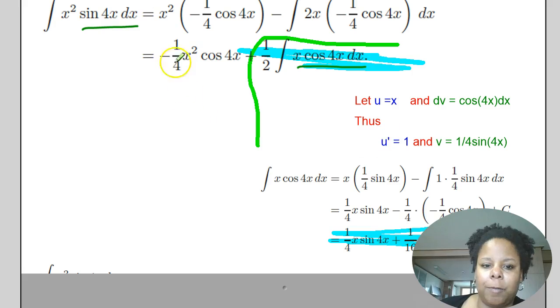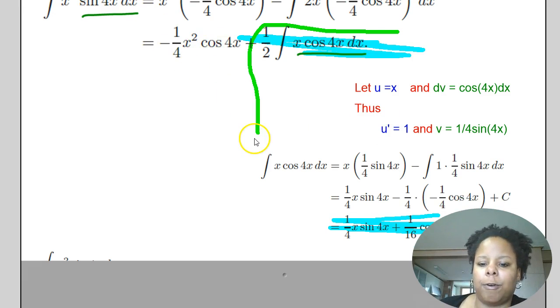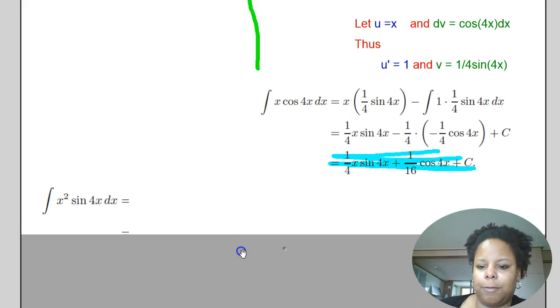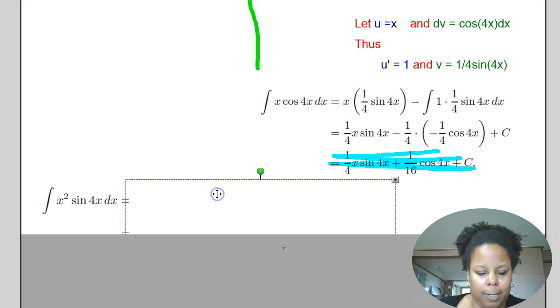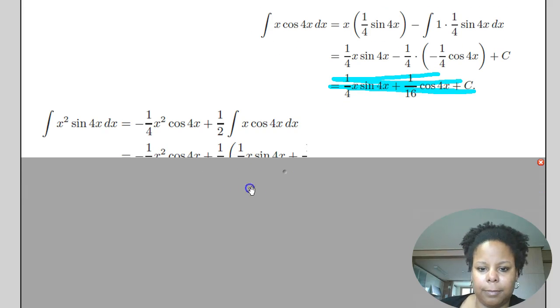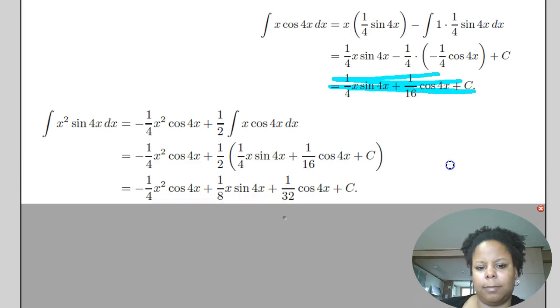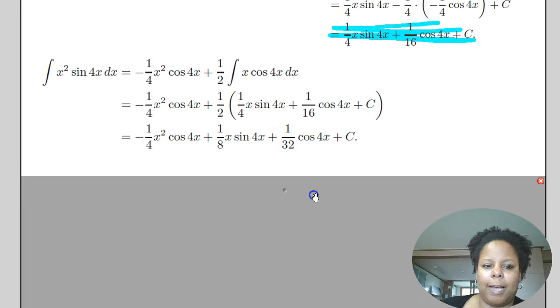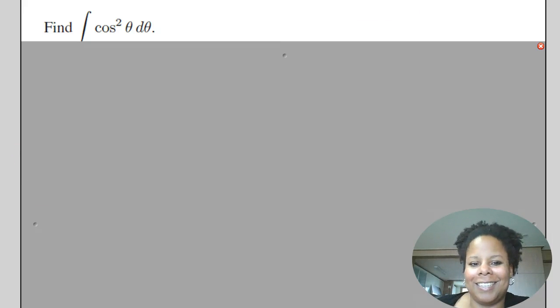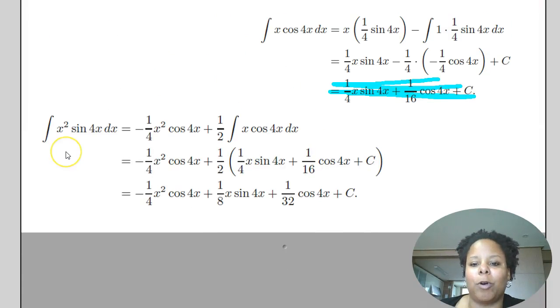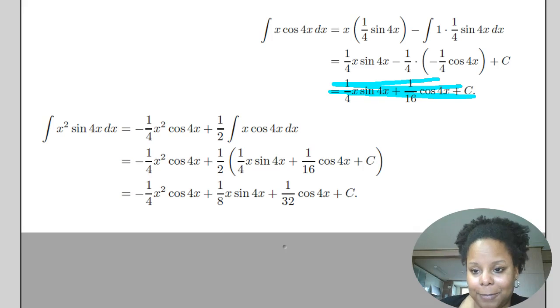And when we do that, we end up with negative 1/4 x squared cosine 4x plus 1/4 sine 4x plus cosine 4x plus c, okay? And that's what this looks like right here. Okay. And then we have our answer. Lovely, isn't it? Yeah, it is. Another strategy. So, going back to here, sometimes you're going to have to apply integration by parts more than once. But as long as each time you're getting a simpler integral than before, then that means you're making progress, and that's ideal.